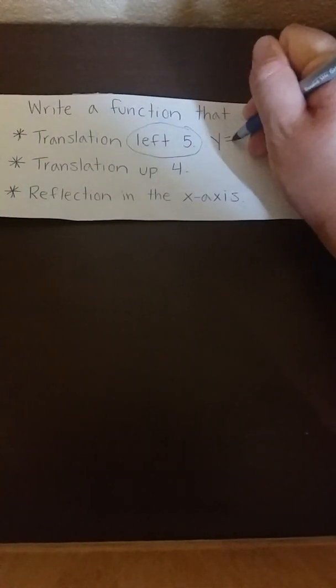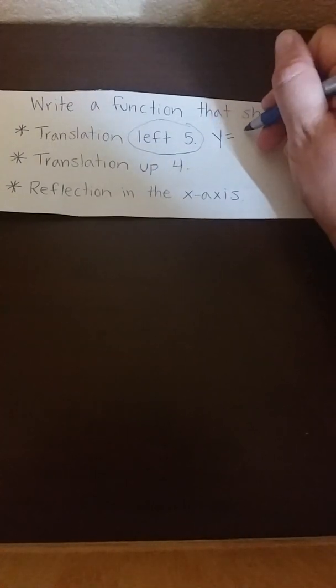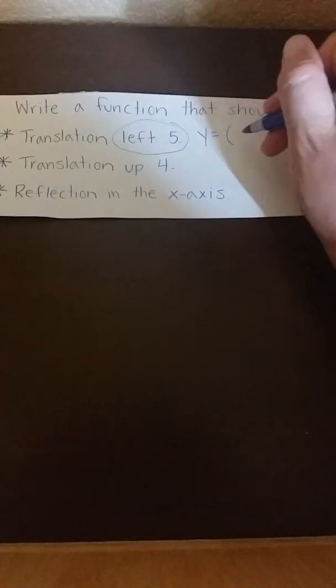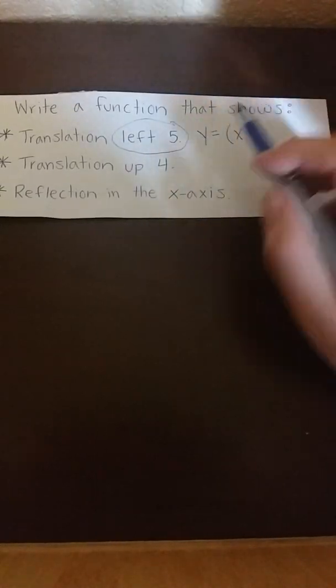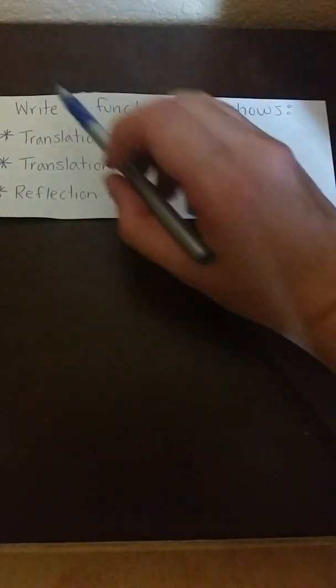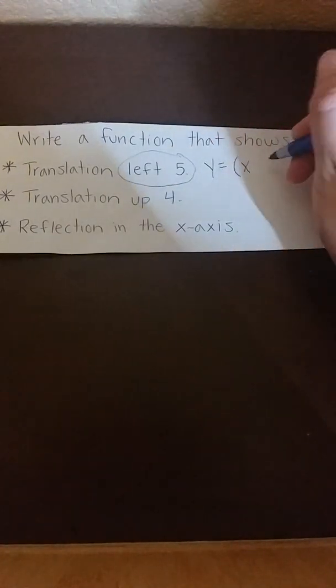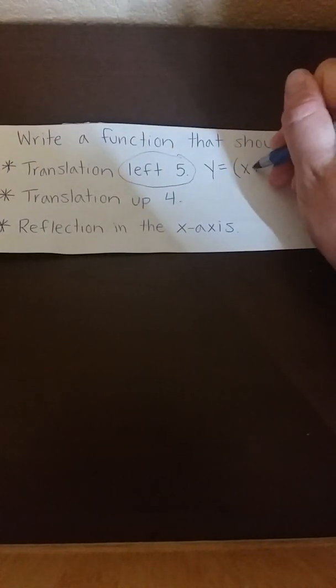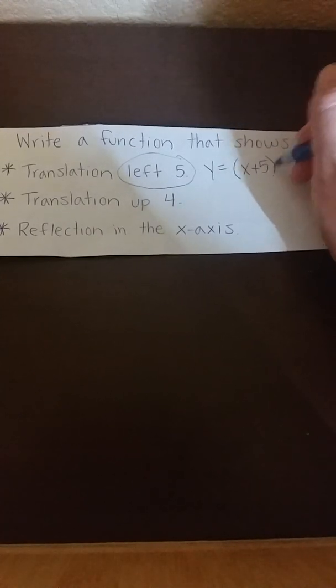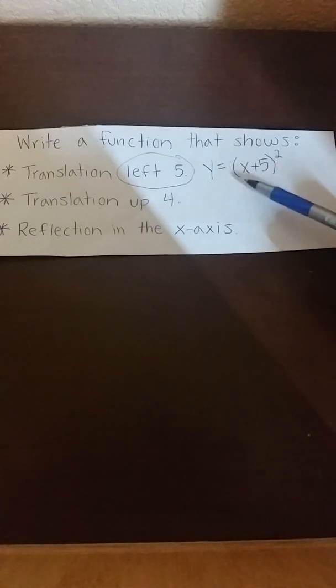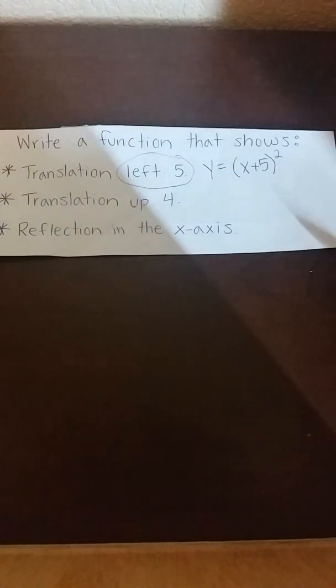So this is going to be y equals, there's no dilation, so I'm not going to put an a. There is a horizontal translation, left 5. Left 5 means you're going 5 in the negative direction. Because I'm going negative, I'm going to do the opposite inside, so I'm going to put plus 5 inside of here. Squared. There's no other transformations. There's no up or down here. So this is my function. Y equals the quantity x plus 5 squared.